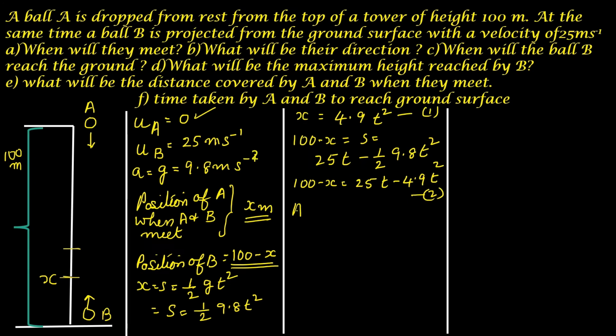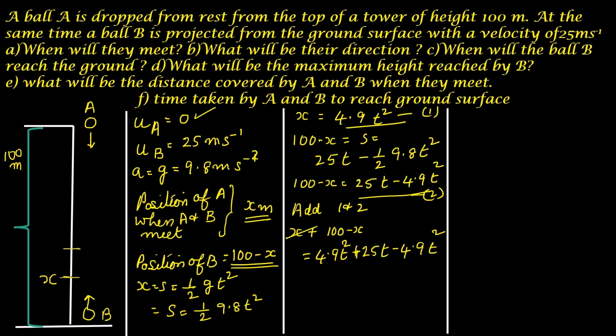To get the magnitude of x, that is the displacement of A, add equations 1 and 2. We have to first add up the left hand side and then add up the right hand side. So x plus 100 minus x is equal to 4.9 t square plus 25t minus 4.9 t square.